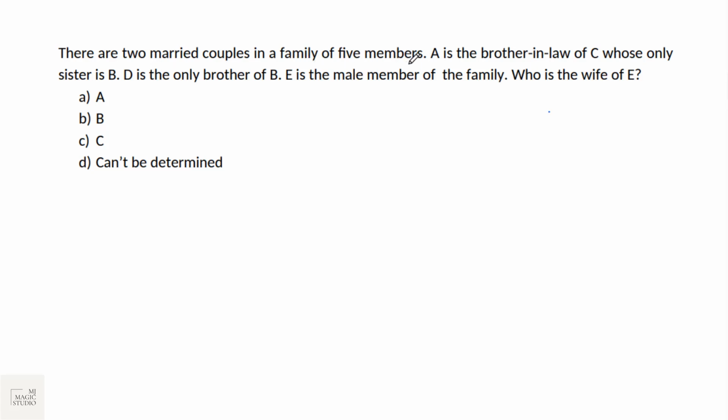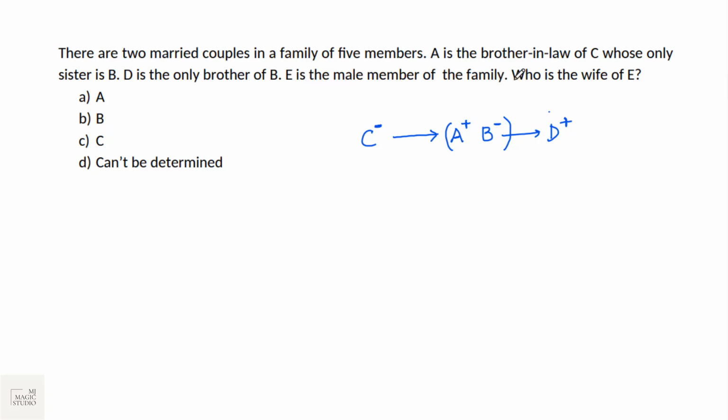There are 2 married couples in a family of 5 members. A is brother-in-law of C. So we have C and his brother-in-law is A. That means A is male, and whose only sister is B. That means A and B are a married couple. And C is brother or sister, we don't know, of B, whose only sister is B. D is the only brother of B. Now B has one brother D and C's sister is B, that means C is female.